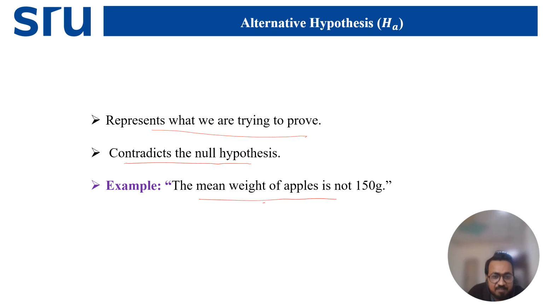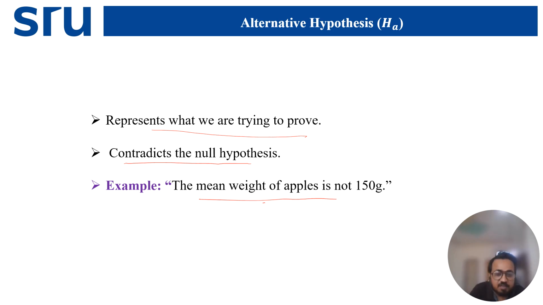If we take the null hypothesis as the mean weight of the apple is less than 150 gram, in that situation the alternative hypothesis will be strictly greater than 150 gram. That is, the alternative hypothesis is just the complement, or you can say the opposite statement, of the null hypothesis. This hypothesis always contradicts the null hypothesis. So this is the alternative hypothesis.